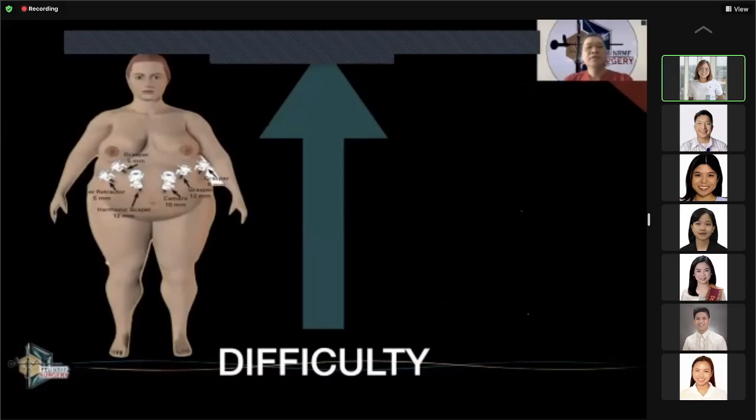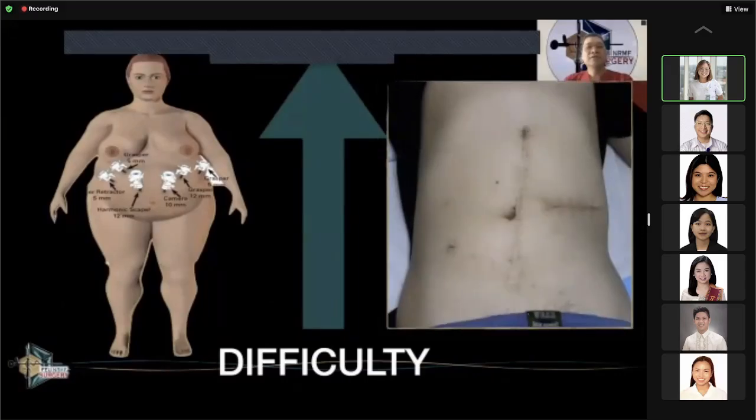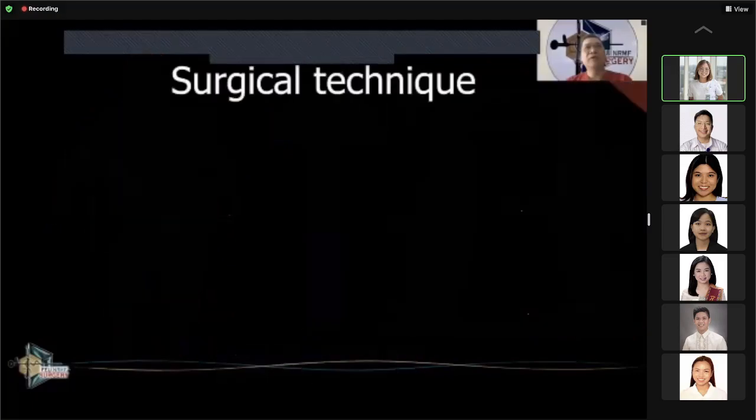So the difficulty would expectedly be increased in situations like obesity and patients with previous surgeries. These were actually contraindicated before, but as you all know, obesity is now being treated with laparoscopic surgery, particularly the laparoscopic sleeve gastrectomy. So you expect difficult surgeries in this patient.